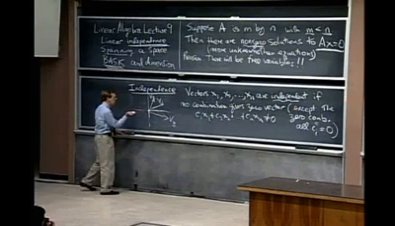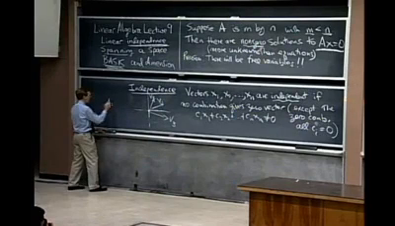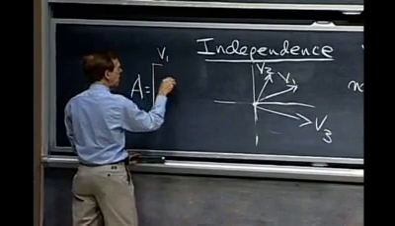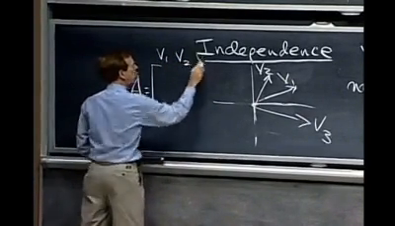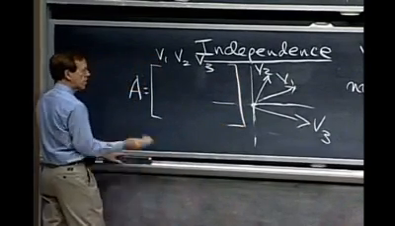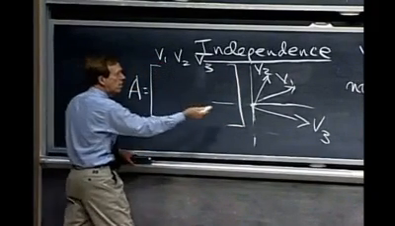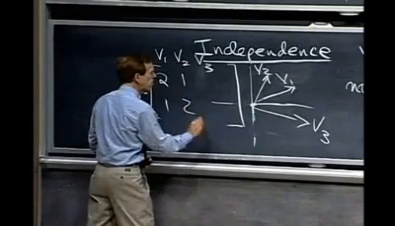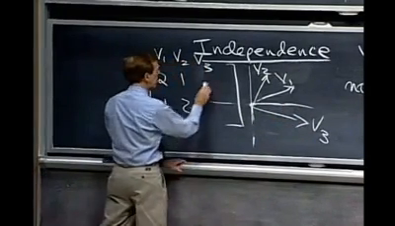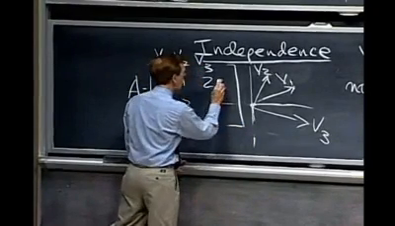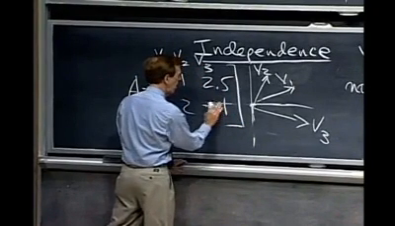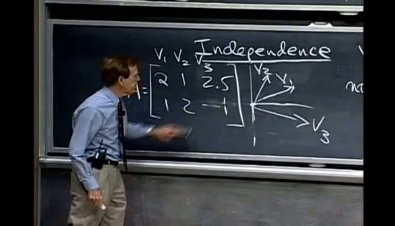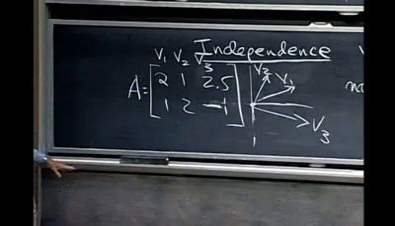Okay, so here's the connection. I take the matrix A that has v1 in its first column, v2 in its second column, v3 in its third column. So it's got 3 columns. v1 looks like about 2, 1 to me. v2 looks like it might be 1, 2. v3 looks like it might be maybe 2, maybe 2.5, minus 1. Those are my three vectors.